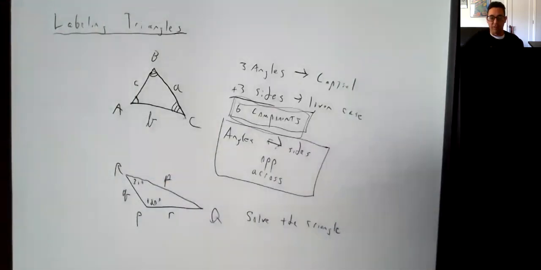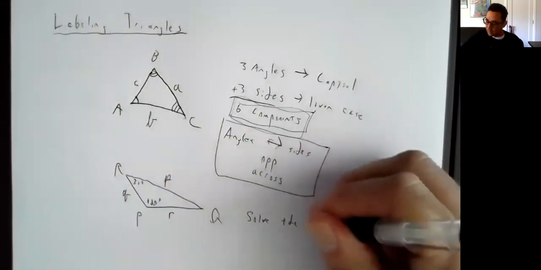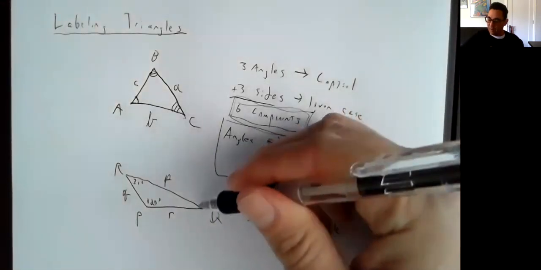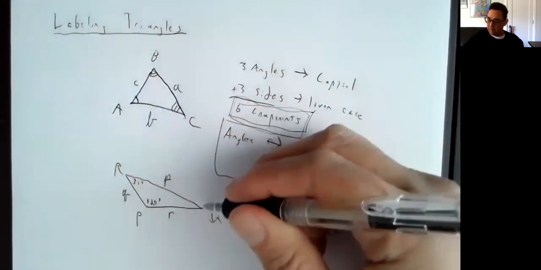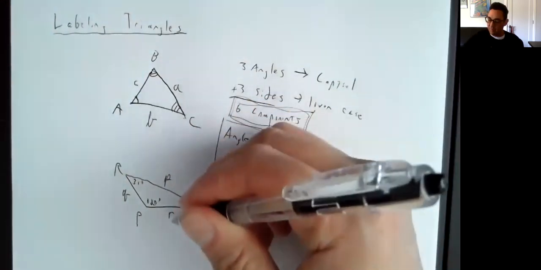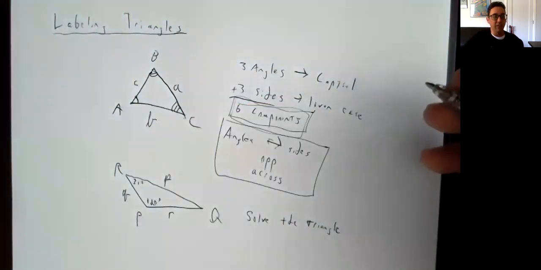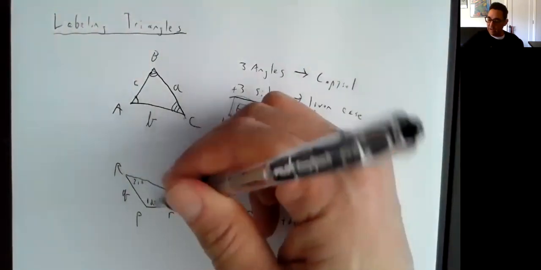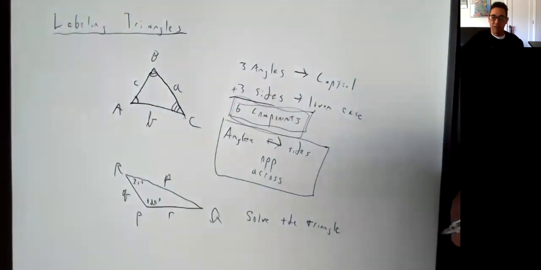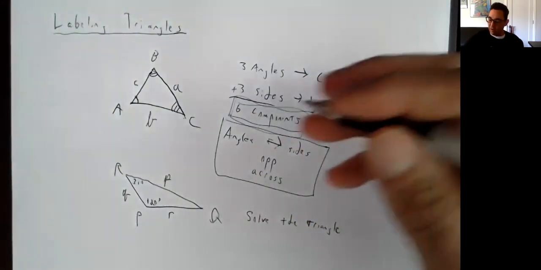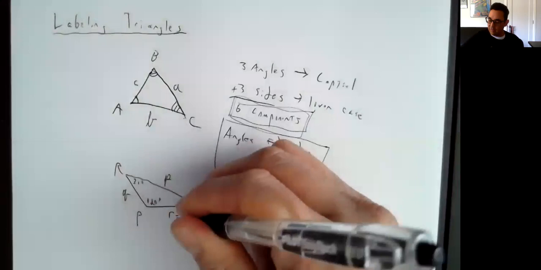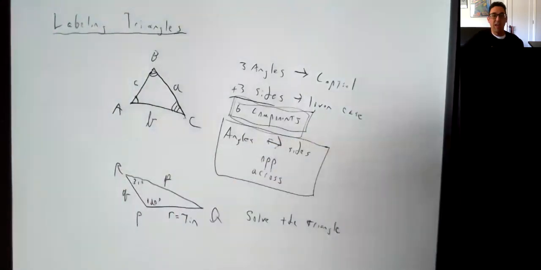So if this is all I tell you and I say solve the triangle, that means I need you to solve what angle Q is, what angle P is, and angle R. Well, I already know R and P, but I need to find angle Q, I need to find side P, side R, and side Q. All right, and there is going to be a way to do this, although we only have two of the angles. So we only have two of our six components. That's not enough.